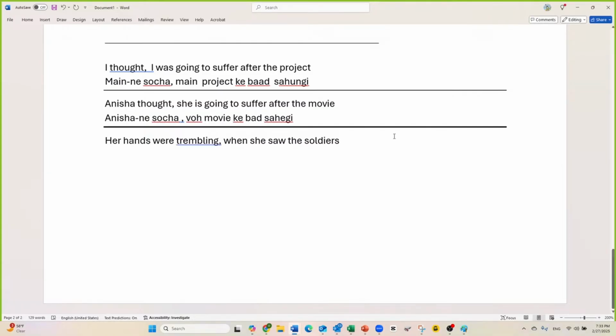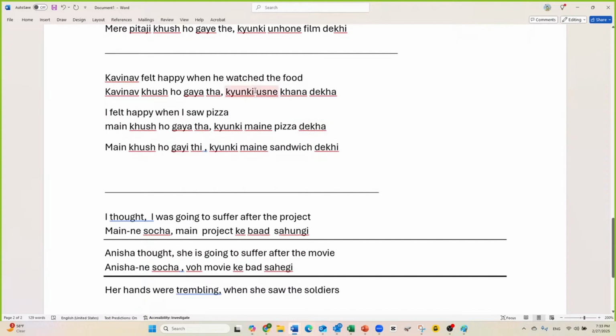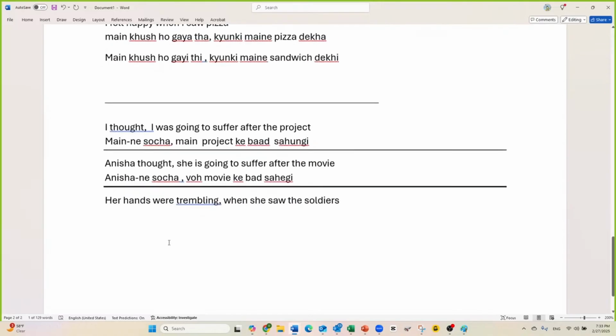Wo. Okay, wo. But then remember what happened in all these sentences? Wo changed to us. So in this sentence also, wo will change to us. Instead of saying wo, we'll say us, but then we have to say uske. Okay? Haath, and then trembling. The Hindi word for trembling is kaapna. Kaap rahe the. When, jab, उसने soldiers is सिपाही देखे.